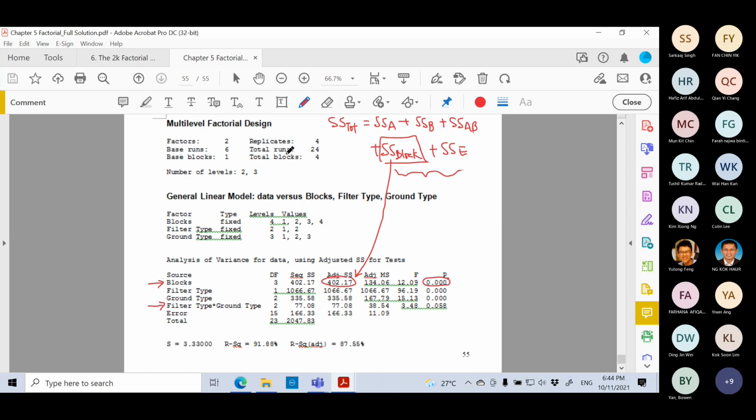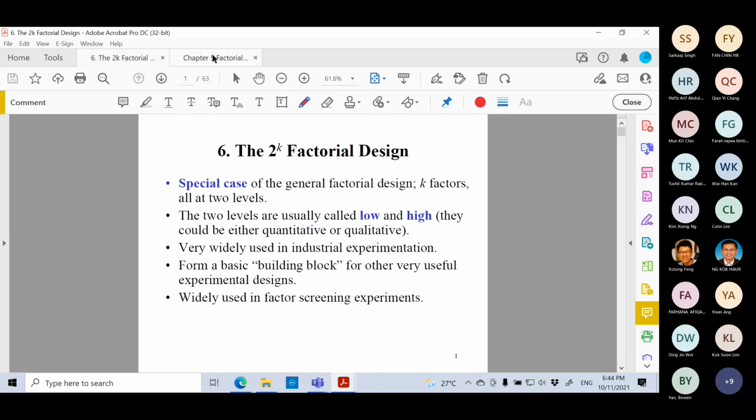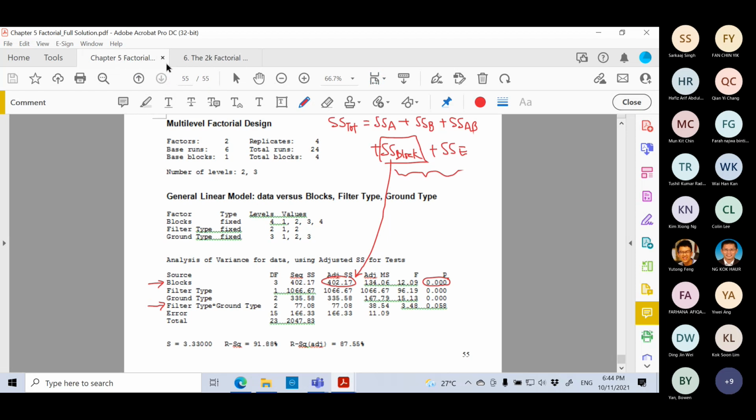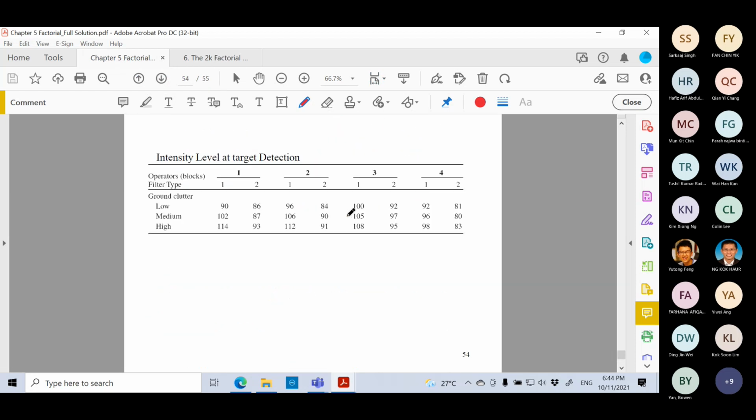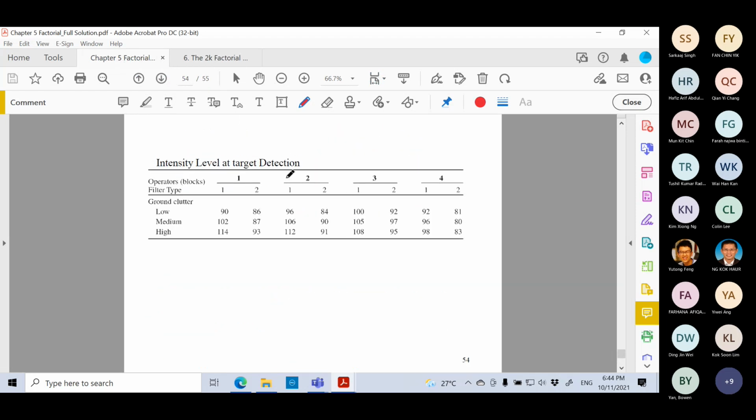Okay. So chapter number 5 will be uploaded later on, inside the Spectrum or in Microsoft Teams.